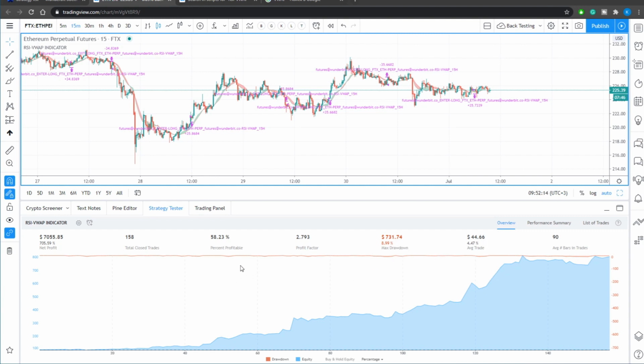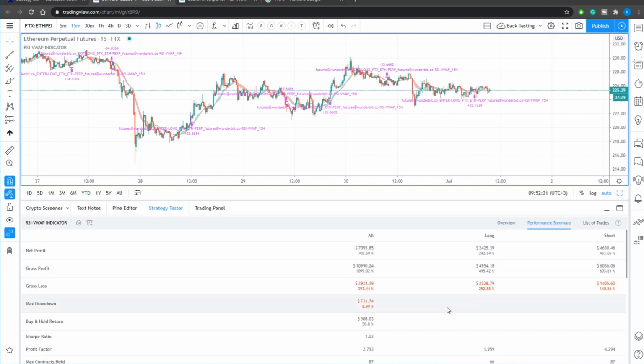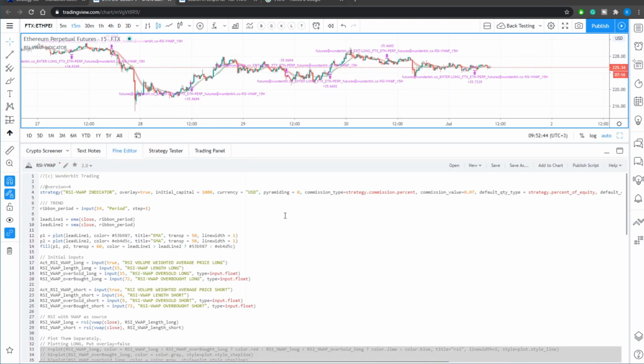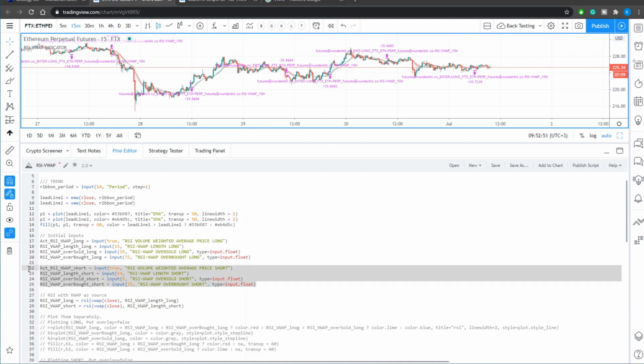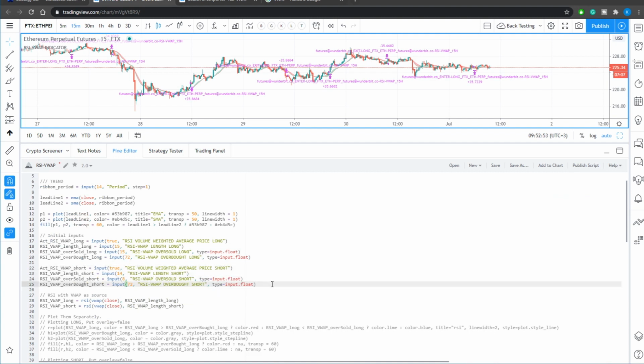So, a couple of warnings before you apply this strategy. First of all, the percentage profitable is quite low for the bot. However, the strategy supports both long and short positions, and you can see the performance summary as well. At the same time, we improved the code slightly. So what we did is we created new input variables for the short positions only, so you can play with them and make sure that your long conditions and short conditions can be different.